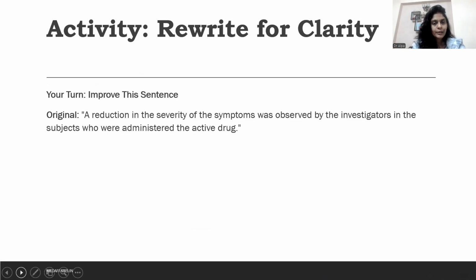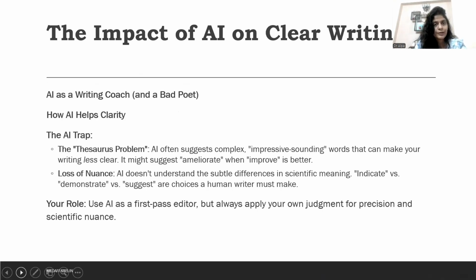So let's try doing this. A reduction in the severity of the symptoms was observed by the investigators in the subjects who were administered the active drug. Can we simply rewrite it as maybe the investigators observed a reduction in the severity of the symptoms, right? Go ahead with active voice. Keep your sentences short and simple.